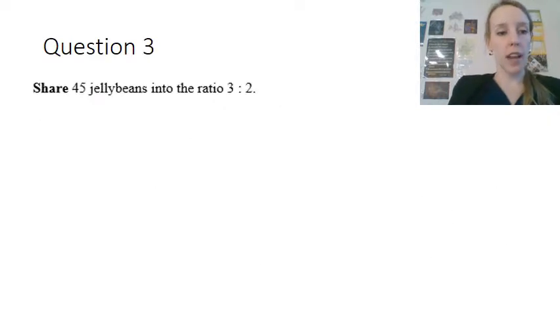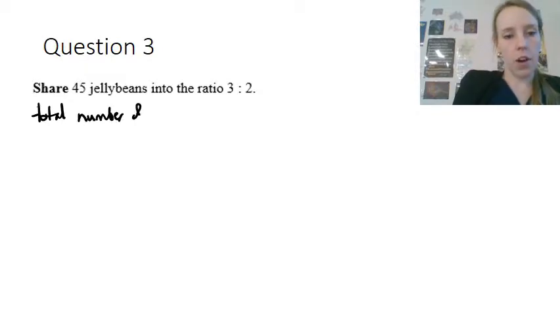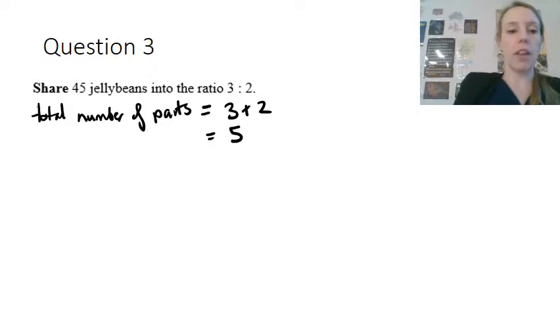Okay, question 3. Share 45 jelly beans into the ratio of 3:2. So I'm sharing an amount, which is 45, into a ratio. Whenever I share an amount into a ratio, the first thing I have to do is find the total number of parts. The total number of parts is where I add up both parts of the ratio. So I'm going to add the 3 and the 2 together. That will give me 5. So there's 5 parts in total of 45.